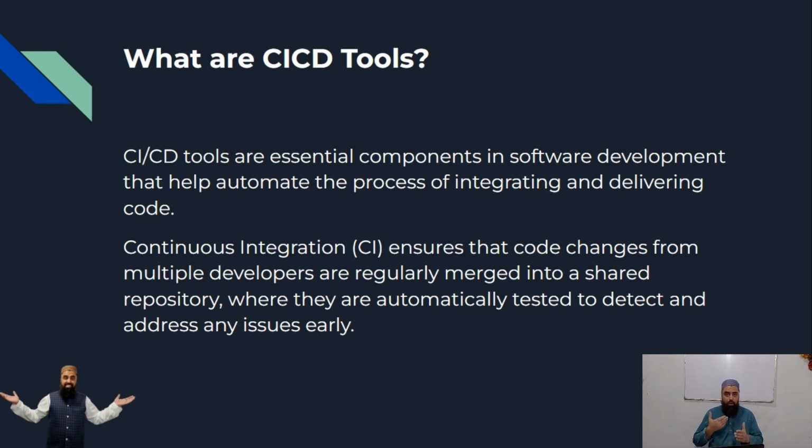And as we have already discussed in our previous lectures, CI is highly focused on building and testing the code. CI plays an important and crucial role to build and to test the code, and if there are any issues, the developer is notified accordingly. So that is actually continuous integration. Now, what is continuous deployment?